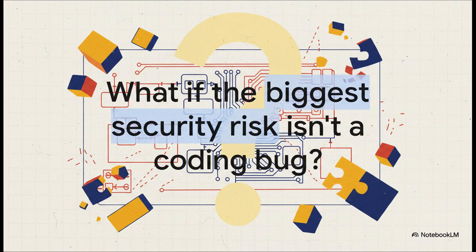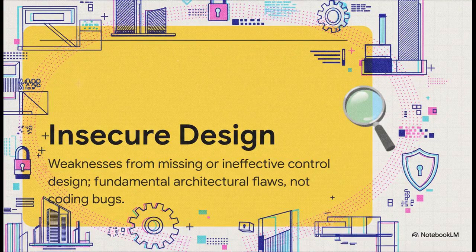So let me ask you this. What if the biggest security risk in your entire application has nothing to do with a coding bug? We're talking about a whole category of weaknesses that exist long before a single line of code even gets written. The danger isn't in the execution, it's in the blueprint itself. And this kind of flaw has a name: insecure design.